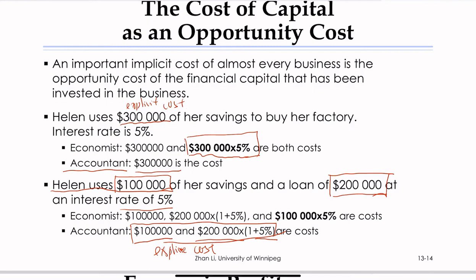Again, for the economist, we have to think about the implicit opportunity cost. What you can see here is Helen is using this $100,000 of her savings to buy the factory. Again, this implies that Helen has to forego the interest from the $100,000, right? So the $100,000 times 5% is the amount of interest payment Helen has to forego. So in this case, this interest payment is the implicit opportunity cost.